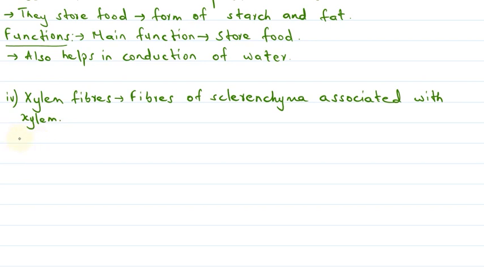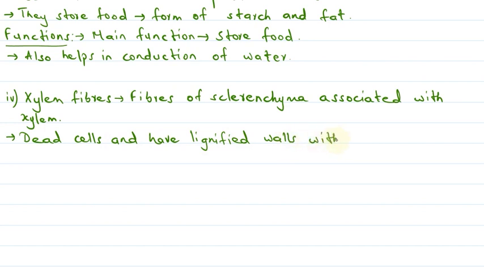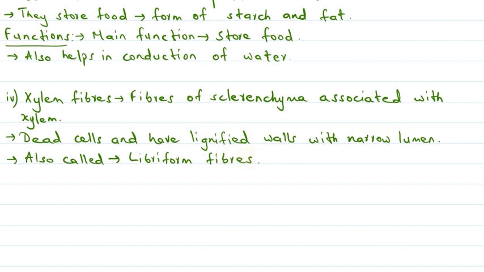So xylem fibers are dead cells. Okay. So these are dead cells and have lignified walls with a narrow lumen. Okay, then the xylem fibers are also known as what? They are known as libriform fibers. So the libriform fibers or the xylem fibers are one and the same.